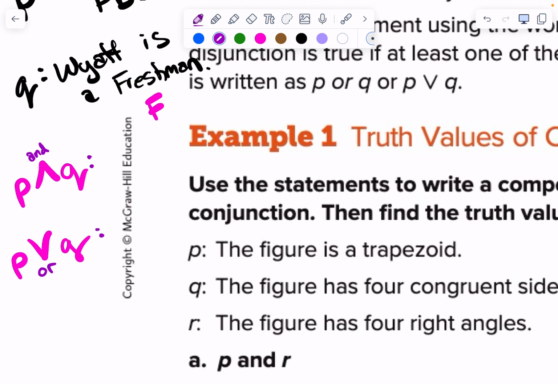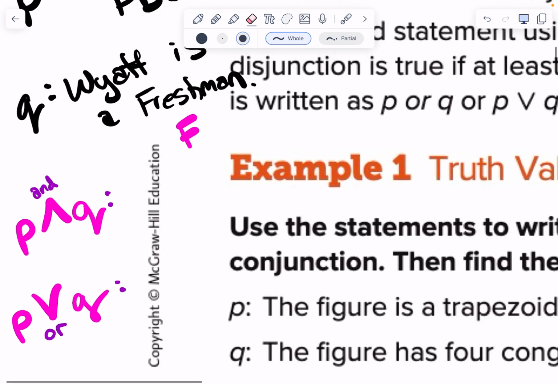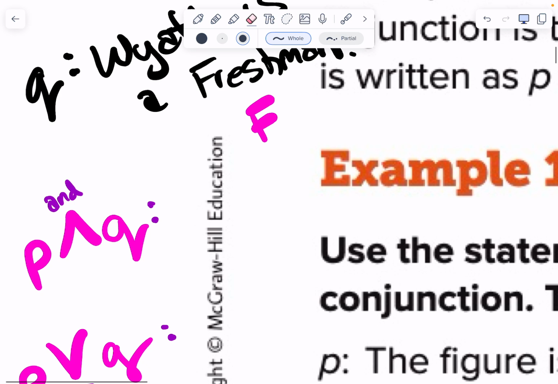When we combine these together, P and Q is going to have 1 truth value to it. P or Q is going to have 1 truth value to it. So here's what this says. Are you listening to this? We have P is that Wyatt plays football. We have Q is that Wyatt is a freshman. So let me say this to you out loud, and then you tell me whether that is true or false. Is it true that Wyatt plays football and Wyatt is a freshman? No, right? So that whole thing will be false.